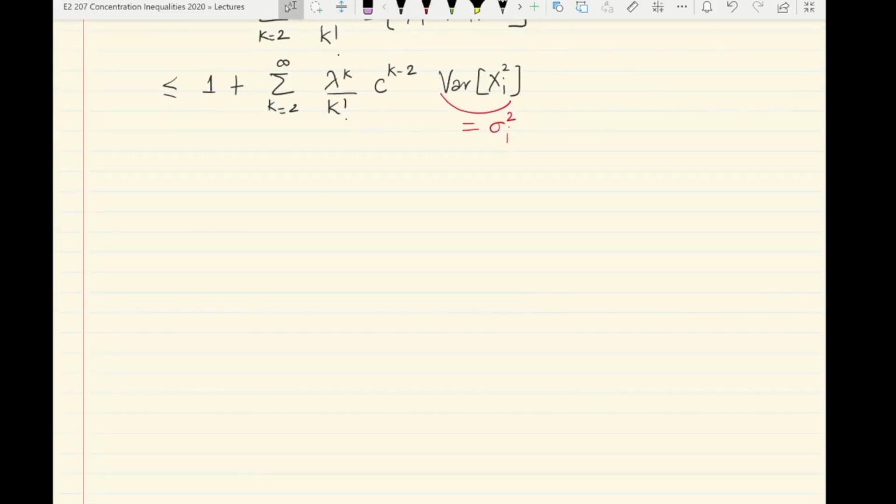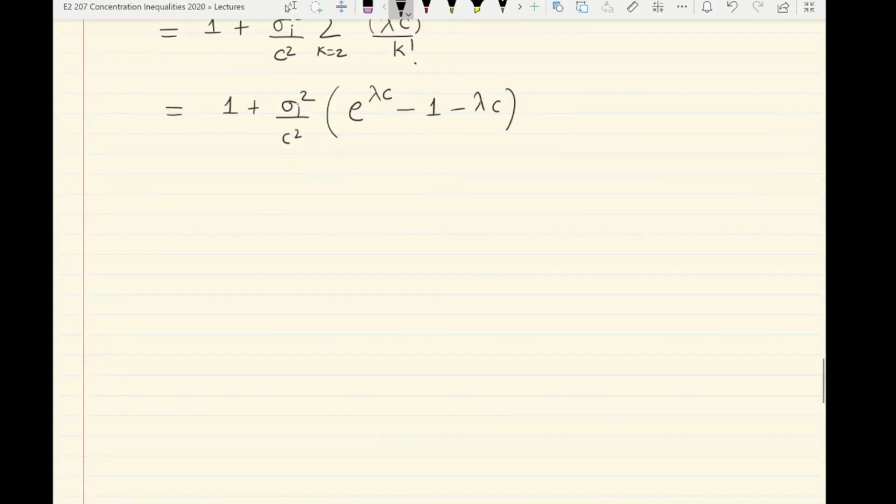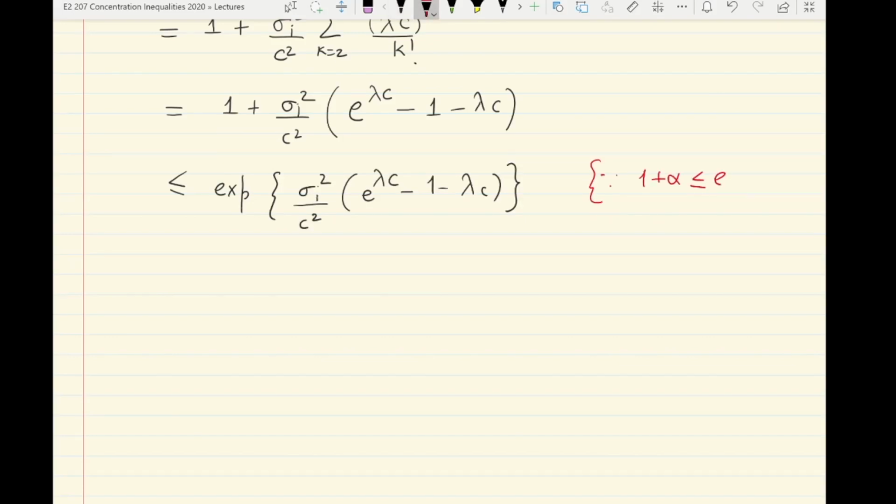So finally what we have is the expression 1 plus sigma i square by c square, times the sum over k equal to 2 to infinity of lambda c raised to k by k factorial. I've taken the c to the minus 2 outside, and this in turn is just 1 plus sigma i square by c square times the power series expansion of e raised to lambda c, minus the first two terms, minus 1 minus lambda c. We'll use 1 plus x is less than or equal to e raised to x to make an upper bound here: e raised to sigma i square by c square times e raised to lambda c minus 1 minus lambda c. This is because 1 plus alpha is at most e raised to alpha for any value alpha.